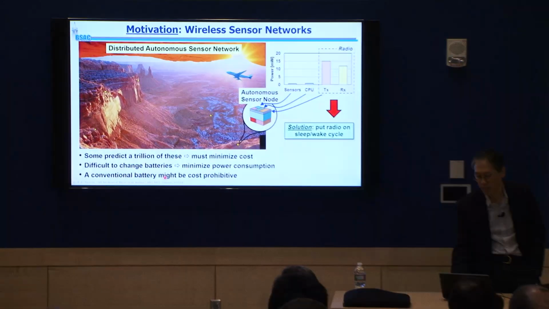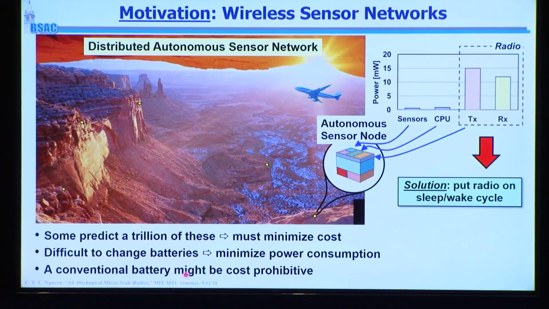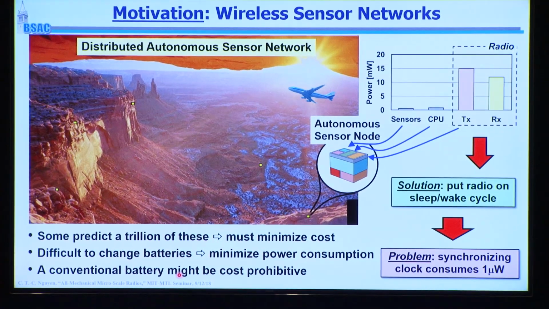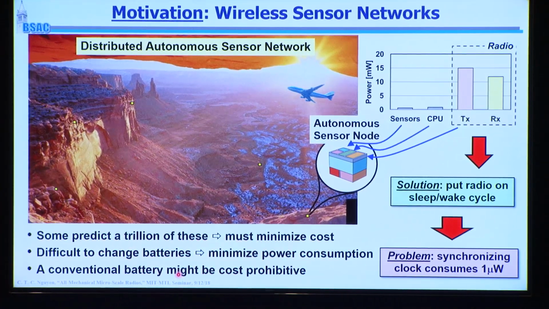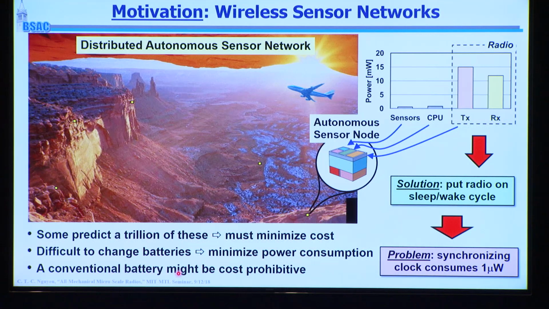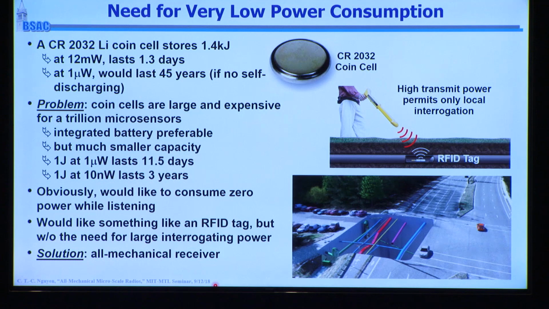So the solution here usually is to put the radio on a sleep-wake cycle. That's how they solve the problem right now. But in that case, now suddenly your power problem goes from the actual system to your clock. Because in order to synchronize this, you have to have a clock. And most of these real-time clocks are consuming on the order of 1 microwatt of power. It may seem like very little power, but say you have this application right here. And let's take a look at how much power that really is.